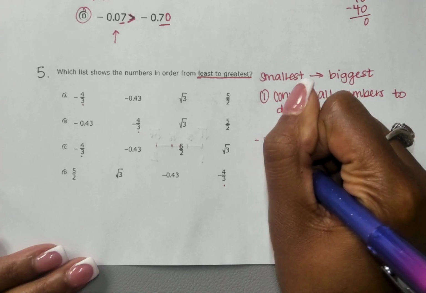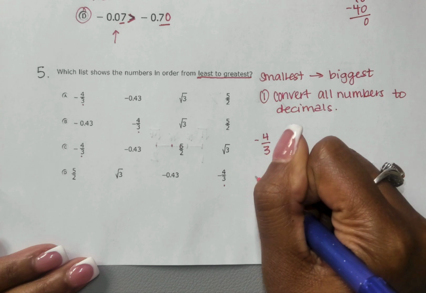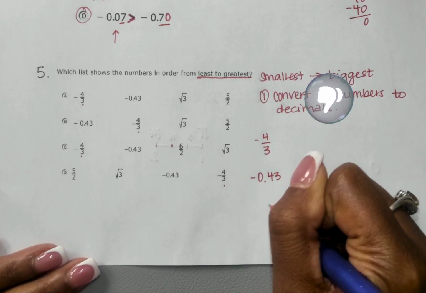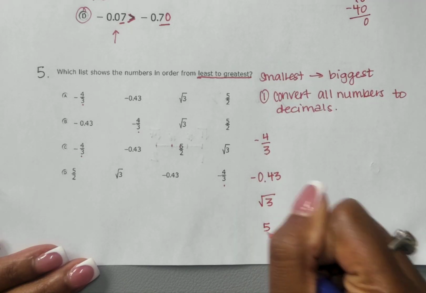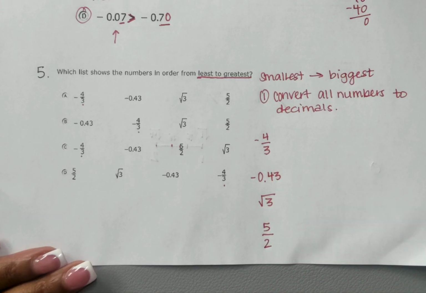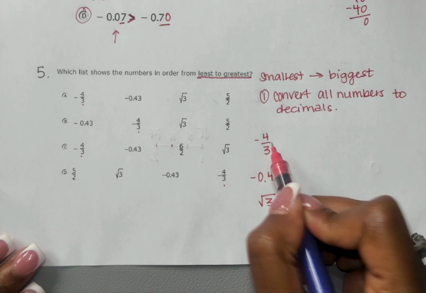So I'm just gonna write them all over here on this side. We have -4/3. We have -43/100, the square root of 3, and 5/2. Now this one here is already in decimal form, so we don't need to convert that. So I'm going to go ahead and start here.